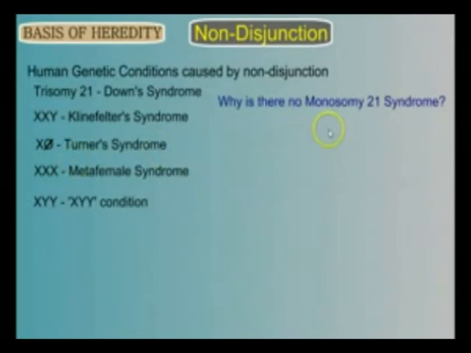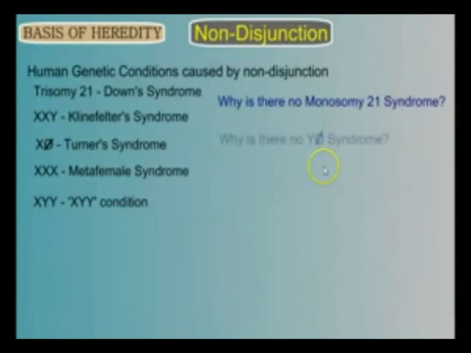But why is there no monosomy 21 syndrome? Because really, whenever we have a trisomy, we should have a monosomy event. And the answer is that having an extra chromosome seems to be a viable disorder, and that a cell can still survive. But missing a chromosome is not a viable or tolerable disorder, and often leads to death of the cell.